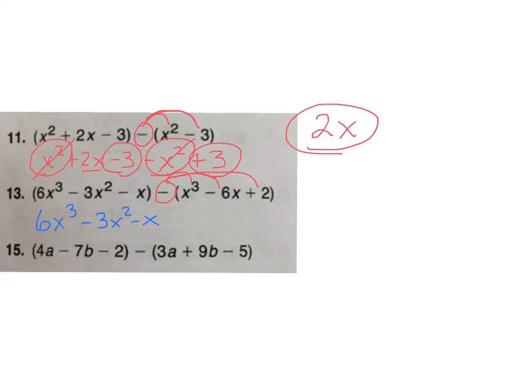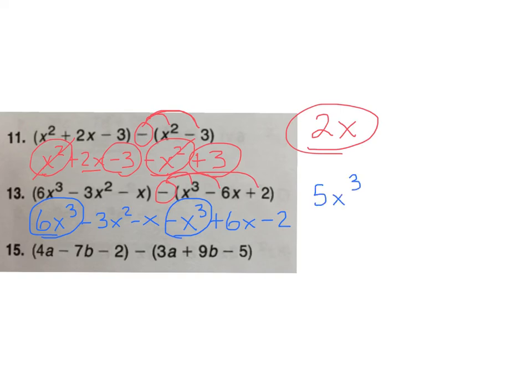So none of this right here changed, did it? But now I'm going to distribute the negative. So what do I have? Negative x to the third plus 6x minus 2. Exactly. Very good. And so now what I need to do is combine like terms. 6x cubed minus x cubed gives me what?